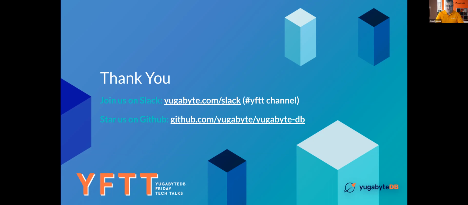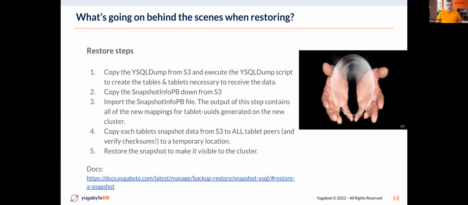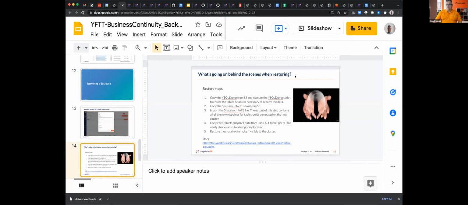Right, great point. In the doc links that I showed, there are all of the commands necessary, using the YBadmin tool, to identify where all the tablet leaders are, and how to import the snapshot.